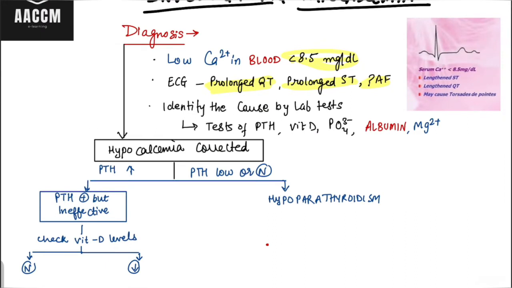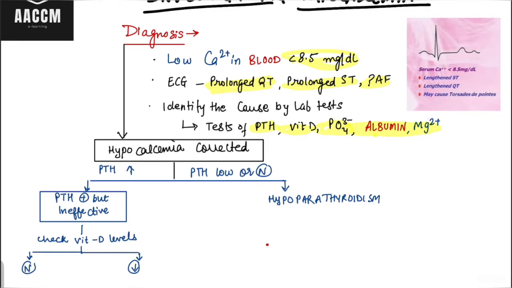Next, we have to identify the cause by lab tests, right? We have to check the levels of parathormone, parathyroid hormone, vitamin D, phosphorus, albumin levels, and magnesium. I have highlighted albumin for a certain reason, as I told in the previous video. Go back to part 1 and see why I have used this red color highlight in the case of albumin.